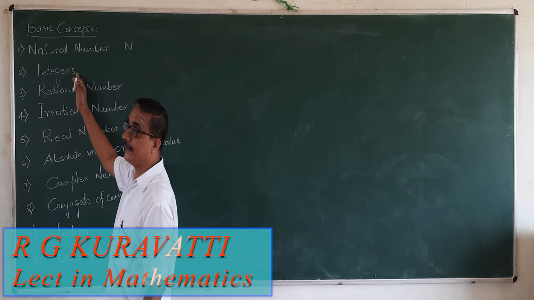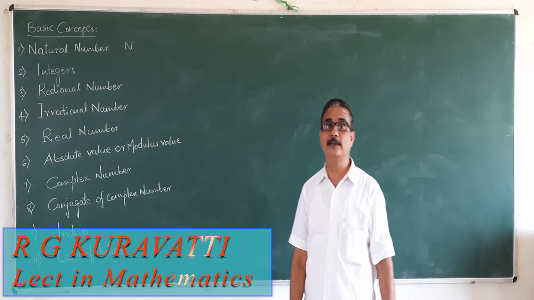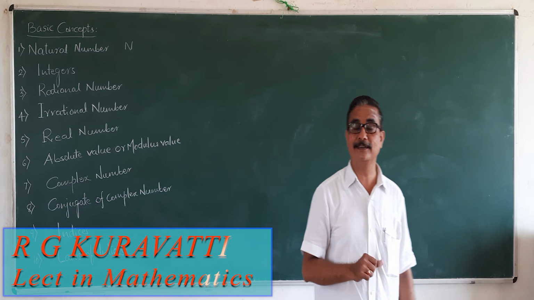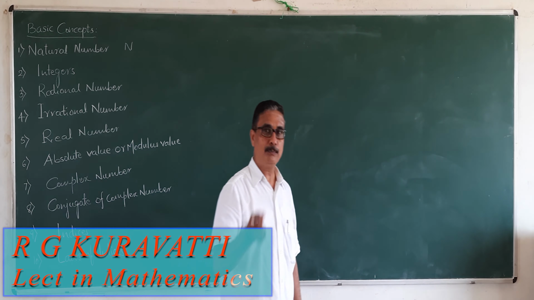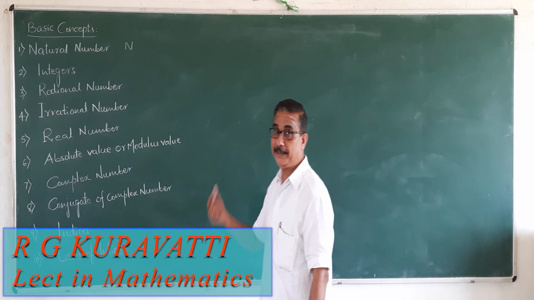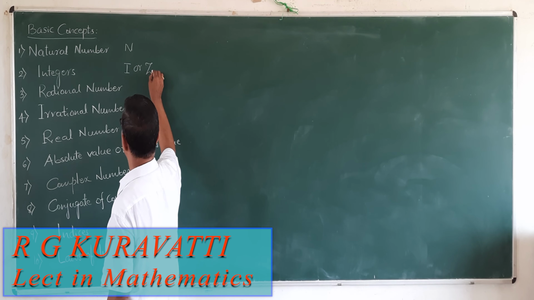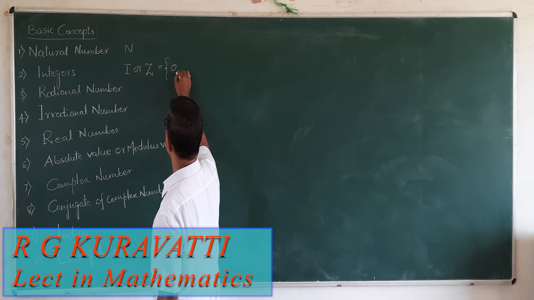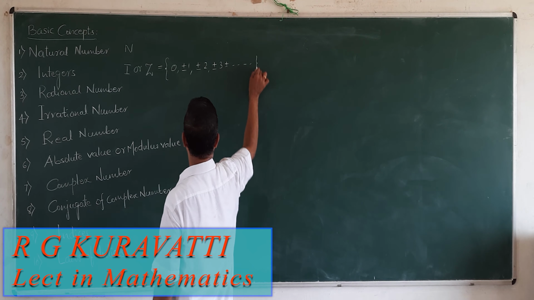Whereas define integers. The positive numbers and negative numbers, including 0, are known as integers. Numbers that include positive integers, negative integers and 0 are called what? Integers. The set of integers is denoted by capital letter I or Z. Example, Z or I is equal to 0, plus or minus 1, plus or minus 2, plus or minus 3 and so on.